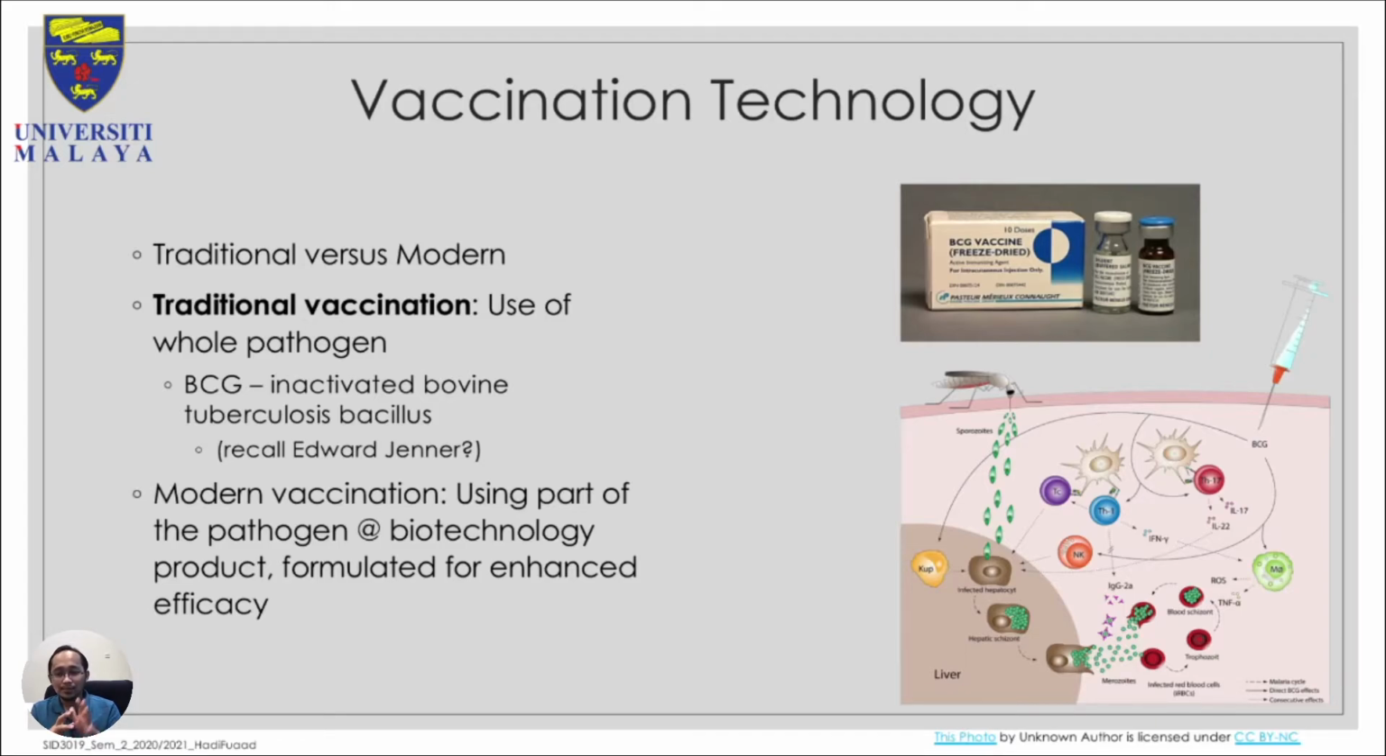So why do I call BCG a traditional vaccine? It is because BCG still uses a whole bacteria. They are using a bovine tuberculosis bacillus. Bacillus is a type of bacteria. Bovine means a cow or its species, cows and goats and whatnot. Tuberculosis is the type of disease. If you have heard of it, it's TB. In Malaysia, in Bahasa, we also call it TB.